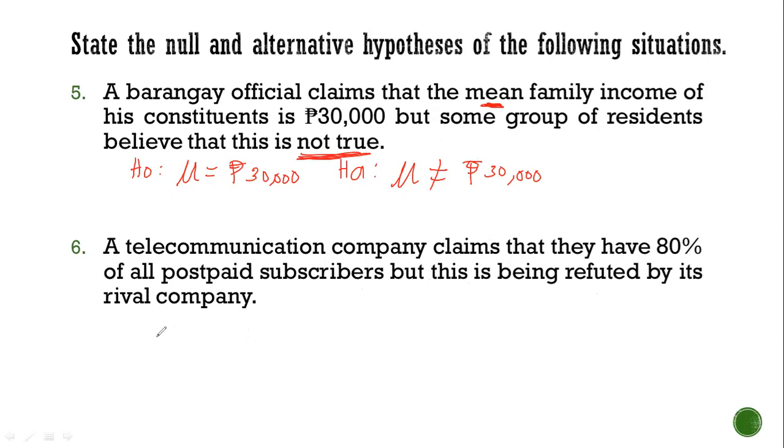Alright. So dito tayo sa number 6, ano kaya yung ating gagamitin? Mean or proportion? Obviously, it's proportion, naka-percentage. Okay? Proportion. Sa kabila din, proportion. Okay? So ito, equal siya sa 80%, pwede rin 0.80. And dito, it is being refuted by the rival company. Wala namang in-state din, just like number 5, kung lower ba yon or higher than 80%, wala siyang sinabi. Therefore, non-directional din siya.